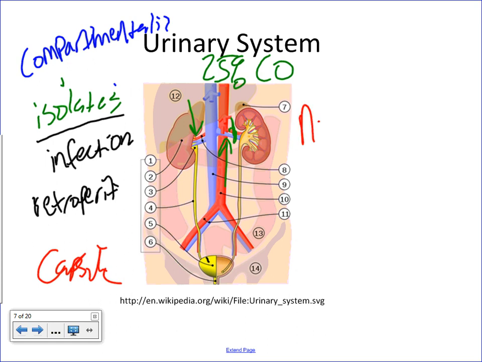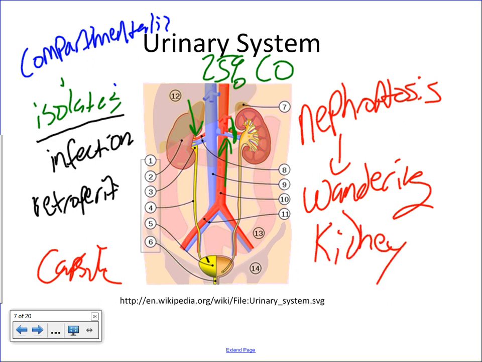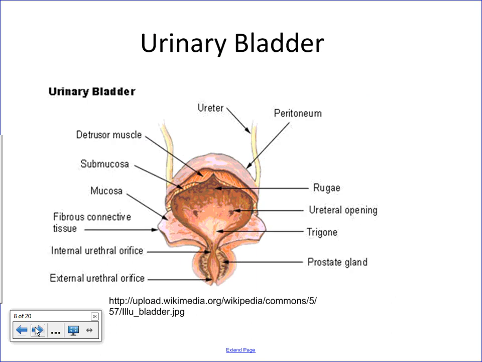And they call that nephroptosis, wandering kidney. All right, wandering kidneys. And then again, you've got the ureters, which transport urine down to the urinary bladder. That urine is going to be stored, and then it will eventually be eliminated out of the bladder as well. So let's just take a quick look at the urinary bladder.